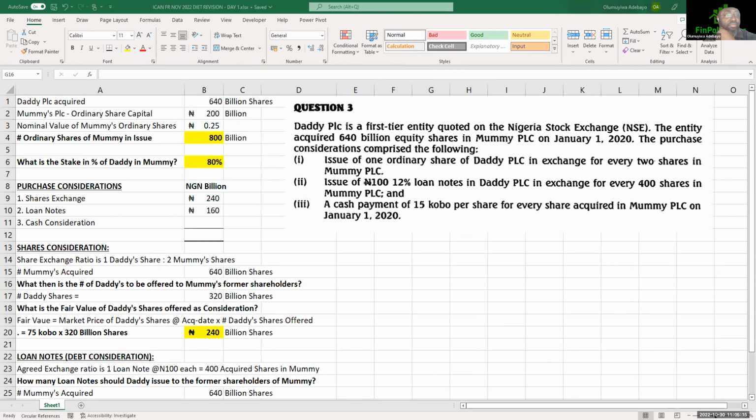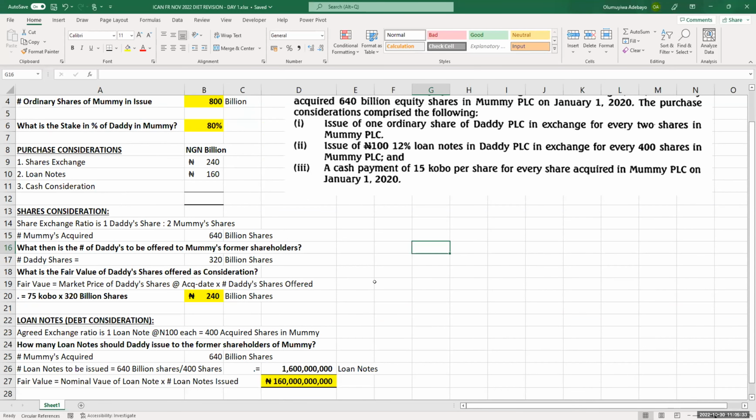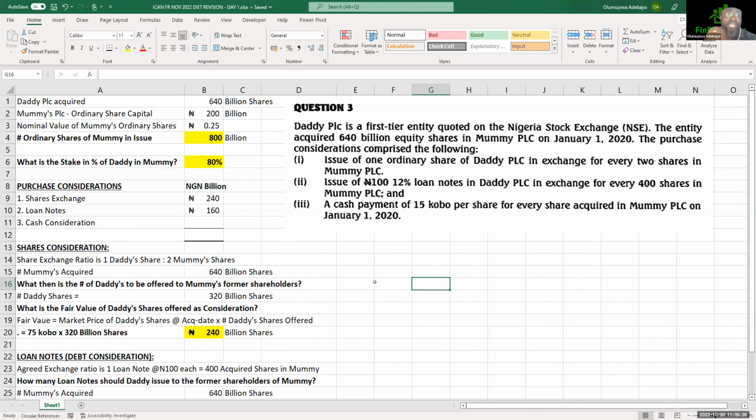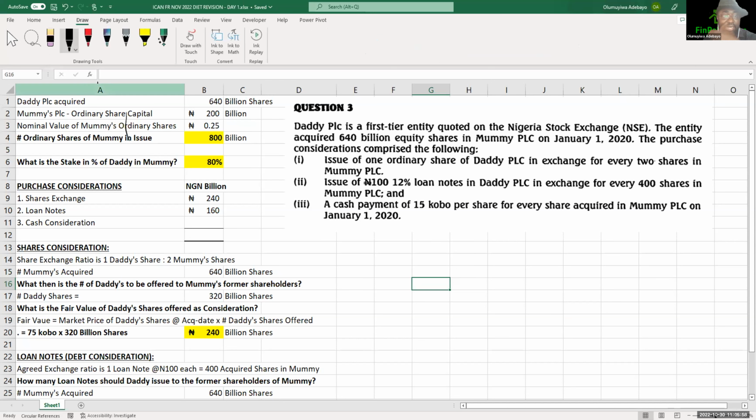You can mute. I think in my own understanding, deferred cash consideration is an amount payable in the future, while cash consideration is the present, what you are paying presently. Okay. In this question, how do you know you are paying presently or you are not deferring? Because it need not be expressly stated. How do you know in this case that it is cash consideration and not deferred cash consideration? The question said a cash payment of 15 kobo per share, and the date was stated on it. Now, thank you. That's where I'm going.